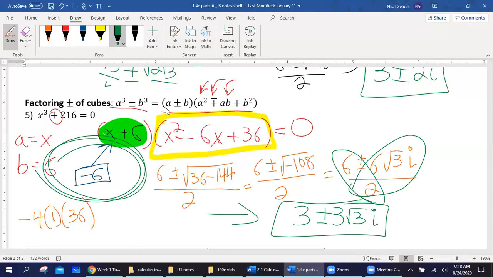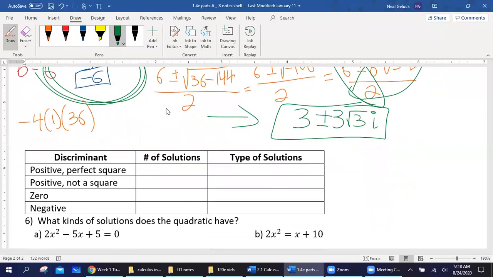The last concept with 1.4 that we're going to look at is the discriminant. We've already kind of done the discriminant. We just didn't know we were doing it. The discriminant is just the b squared minus 4ac part. So it's basically the part that's underneath the radical in quadratic formula.